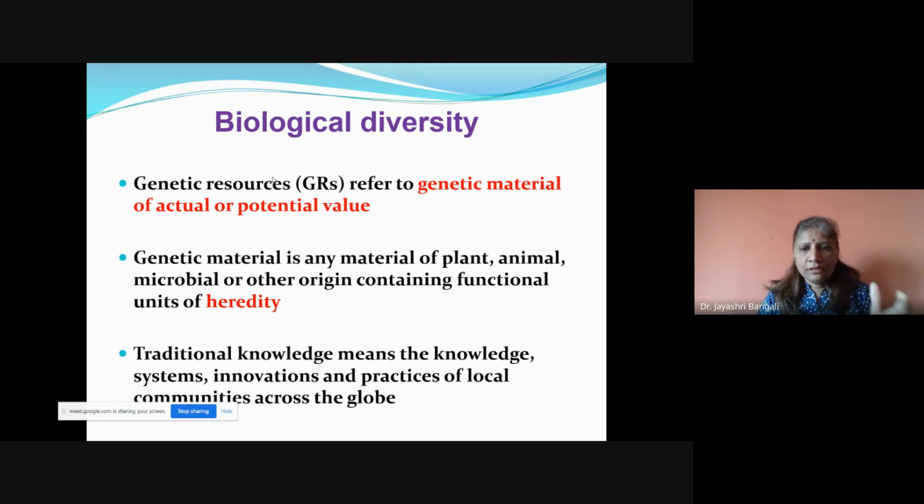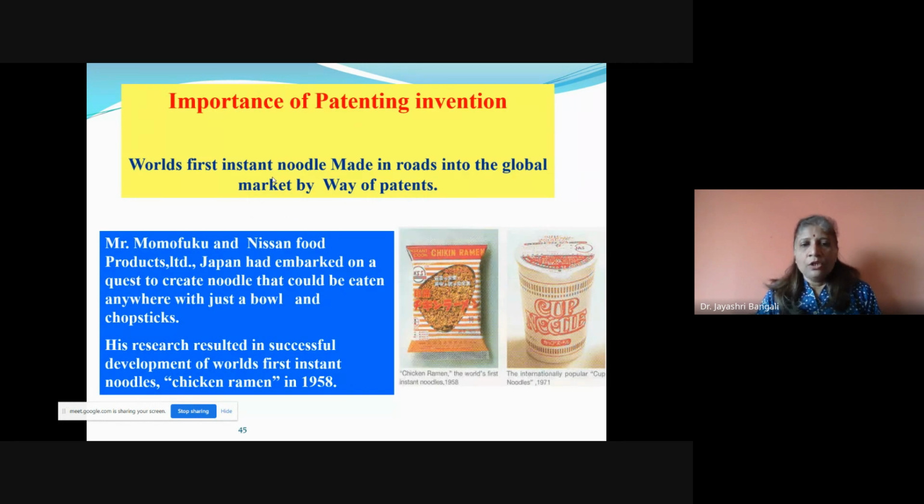The last one is biological diversity. It basically refers to genetic material of actual or potential value, and traditional knowledge, which in our case of India, maybe yoga or other things, comes under this. So these are the 8-9 types of intellectual property, and among these, the important ones are patent, copyright, and trademark. All these are the important types of IP.